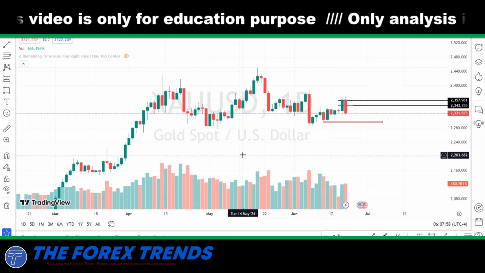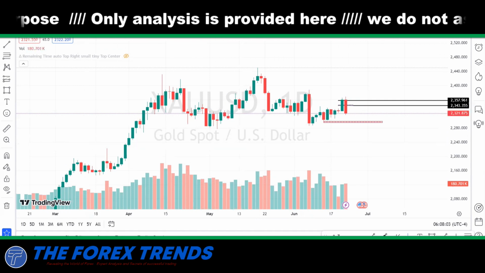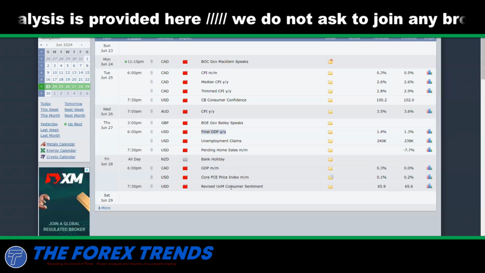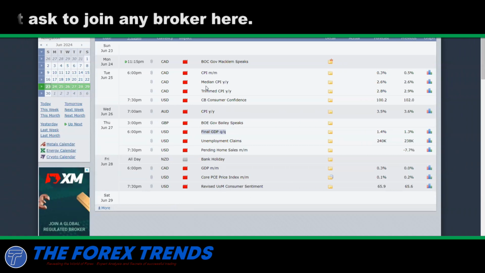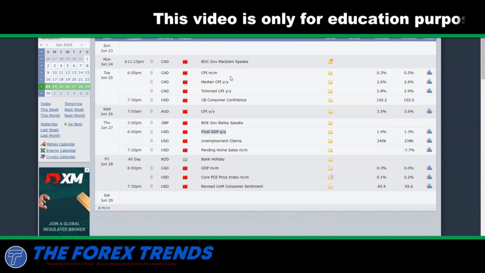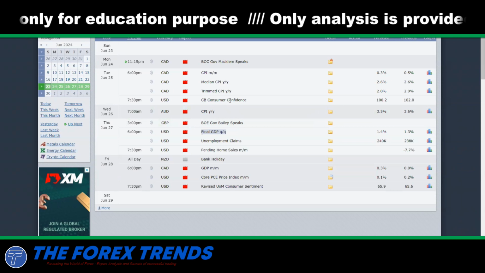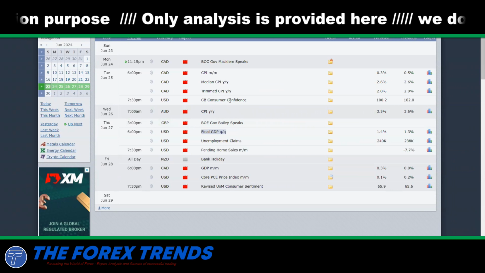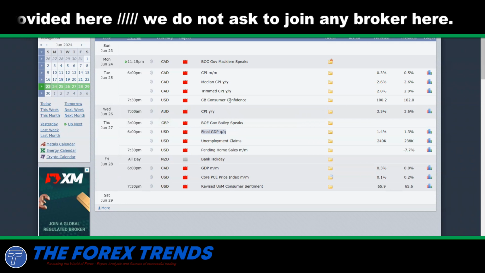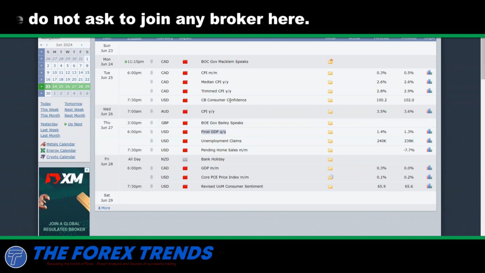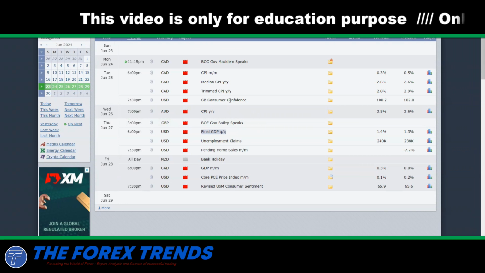Before we start from the chart, let's have a look at the economic calendar for next week. You can see on Monday there is no news from the USA, and usually on Monday the market runs very slow. Market will run very slow, and there will be less volatility in the market. So we'll trade according to the market volatility.